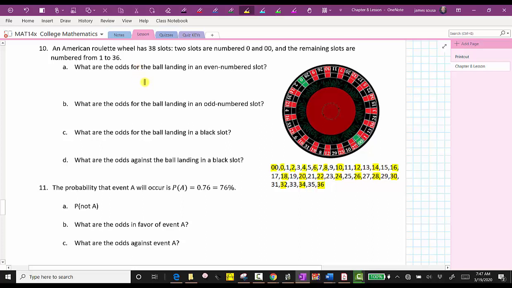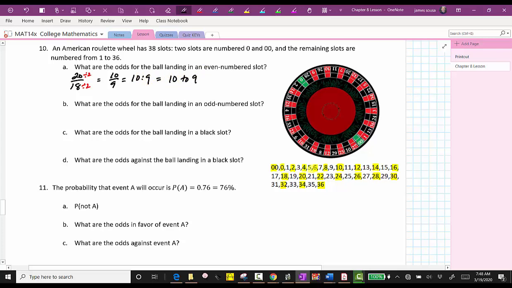So the odds for a ball landing in an even numbered slot are 20 to 18. 20 favorable outcomes and 18 unfavorable outcomes gives us the ratio of 20 to 18, which can be written in fraction form, which is usually the best way to start because ratios do simplify like fractions. 20 and 18 share a common factor of 2, giving us a simplified ratio of 10 to 9. So this is the ratio of 10 to 9, which can also be written using a colon, as well as the word to, 10 to 9.